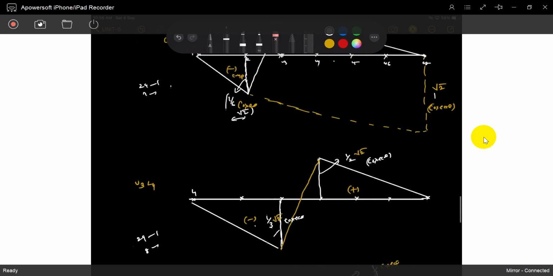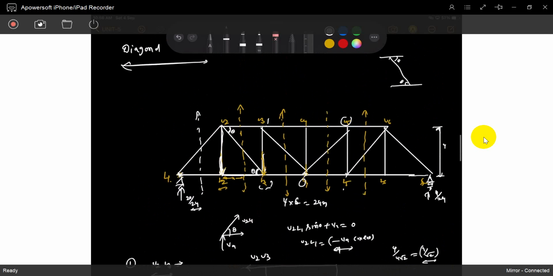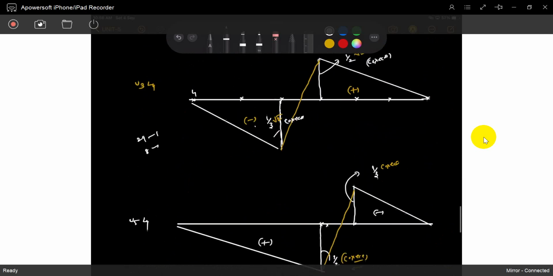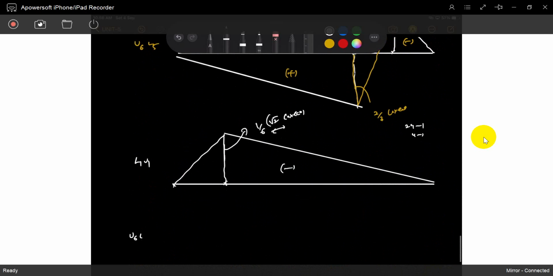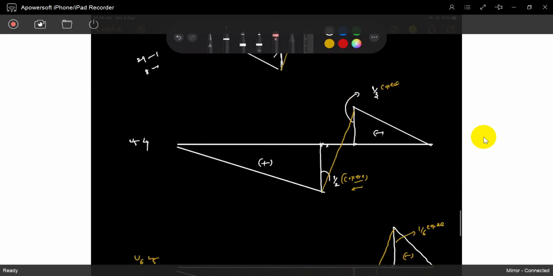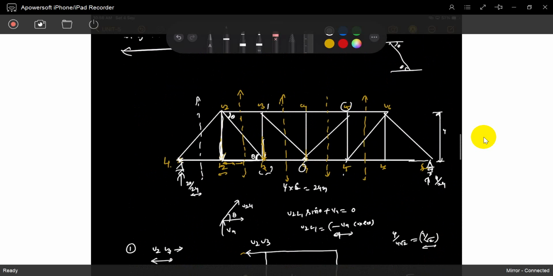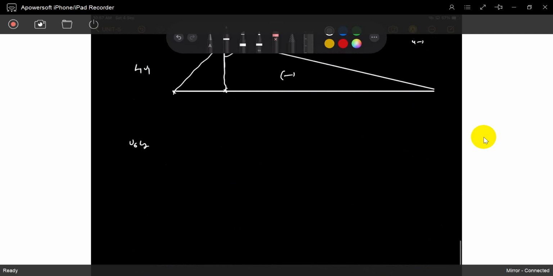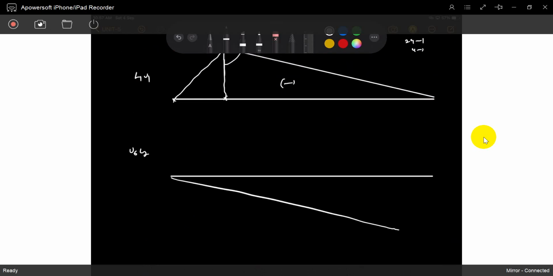Same thing you can directly write down for U6L7. The load is at the cut section like this. Everything up to load at L1 to L6 is with respect to VB. Now we will take care of only the right side. So VB is changing. Same diagram, no change at all. It will come like this.